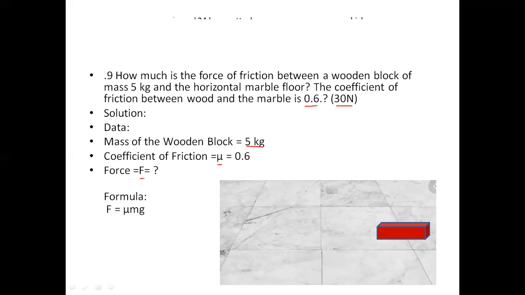The formula for this one is F is equal to mu mg, where the value of g, as we all know, is 10 meter per second square. Putting in the values, we'll get 0.6 into 5 kilograms into 10 meter per second square. Putting in the values, we get 30 newtons, and that was our required answer as well.